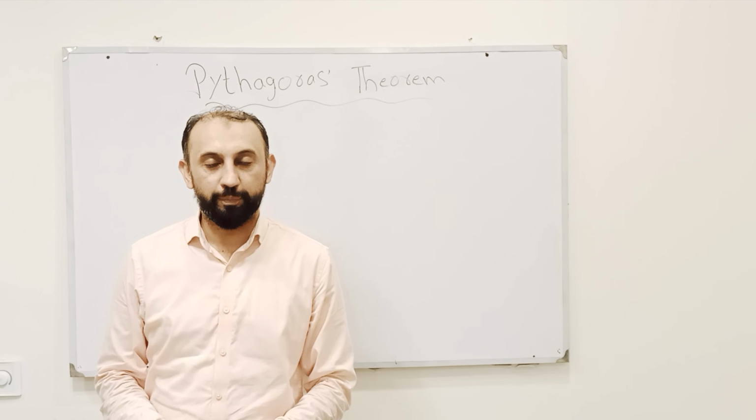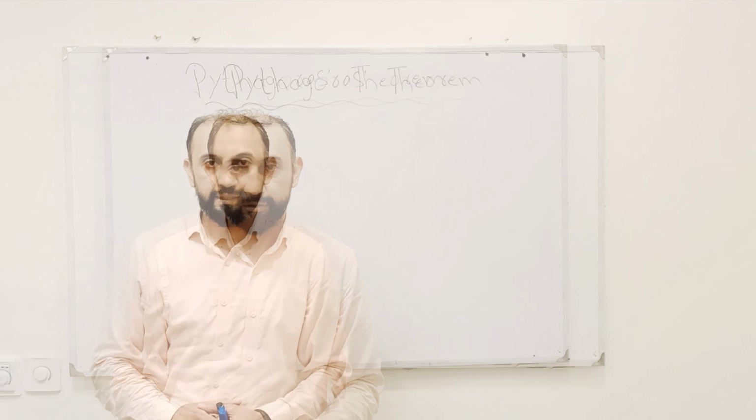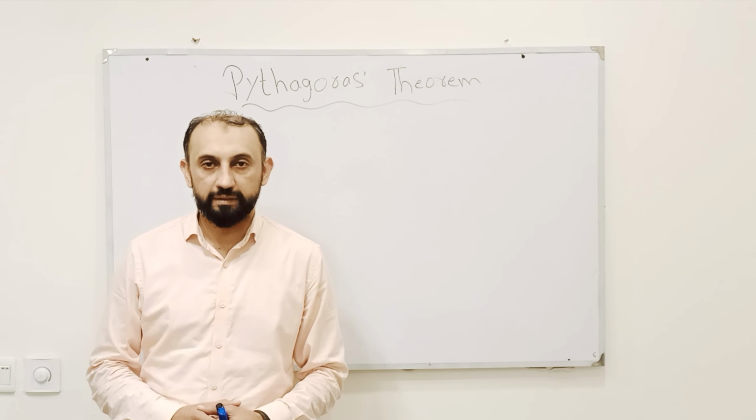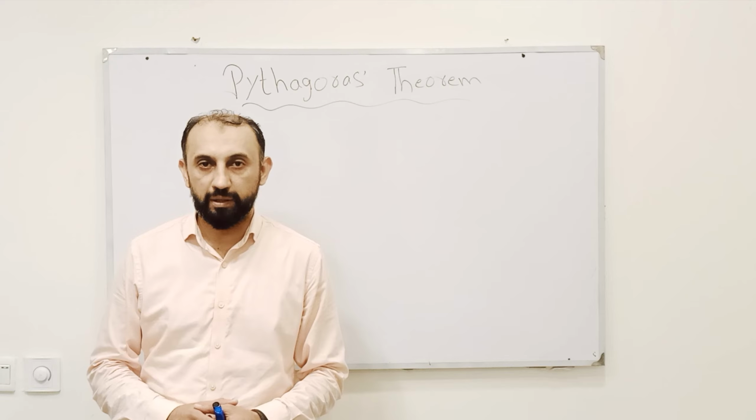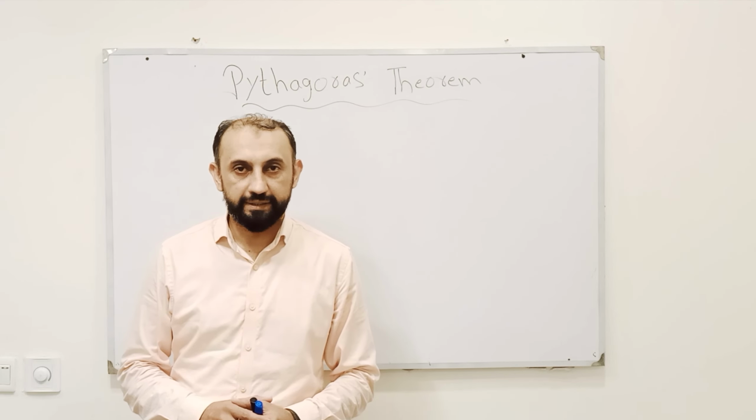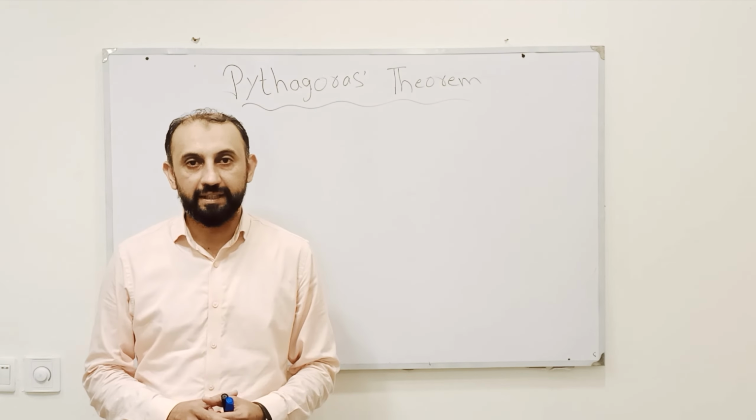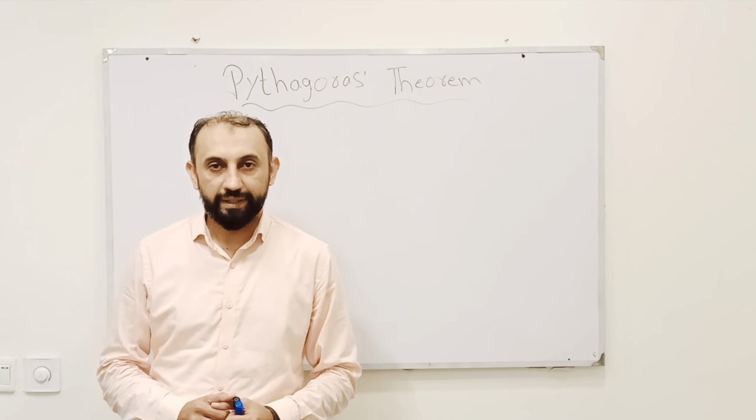So today our topic is Pythagoras theorem. In the Pythagoras theorem we have the triangle, and you have learned that the longest side of a triangle is opposite the largest angle. What is the meaning of this?